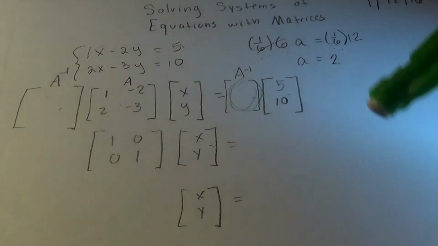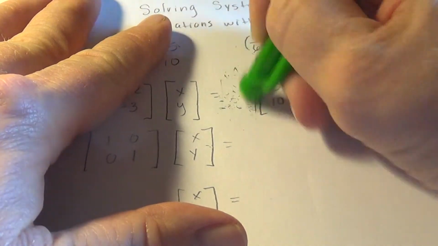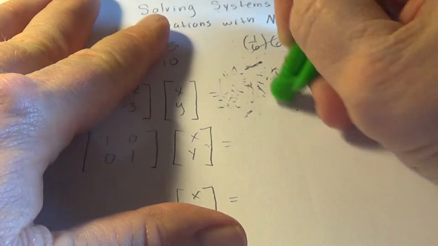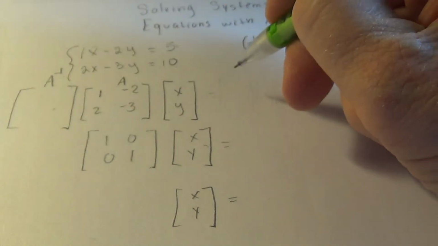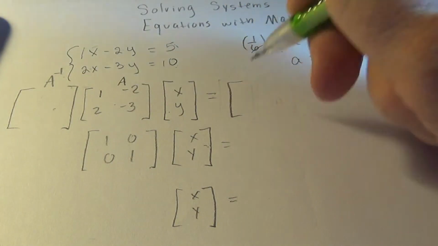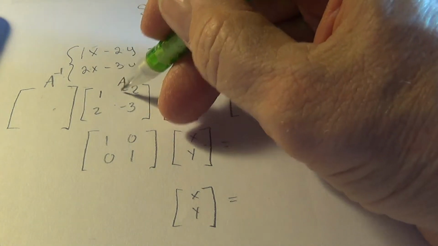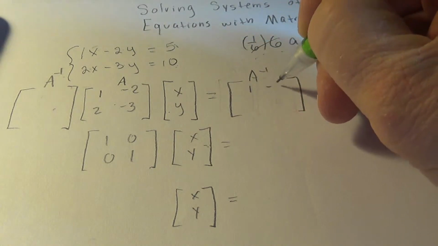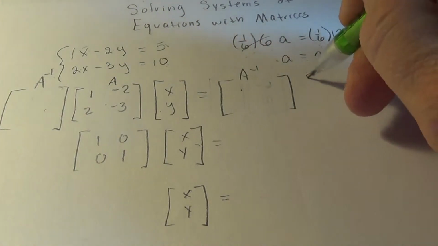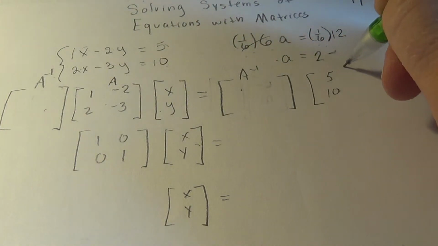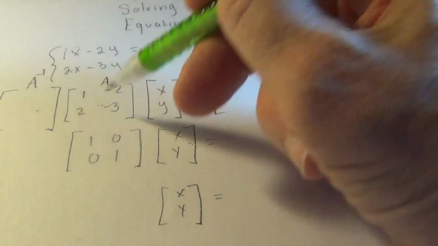But before we can go very far, let me make this larger so I can actually fit a matrix in there. Before we go any further with this strategy, we do need to find the inverse matrix of this one. I don't know what A inverse is yet, and it's going to multiply the constants 5 and 10. So let's go over here and figure out the matrix inverse.